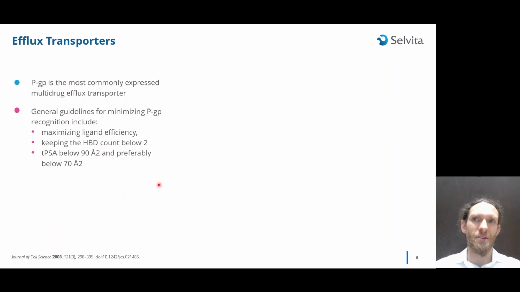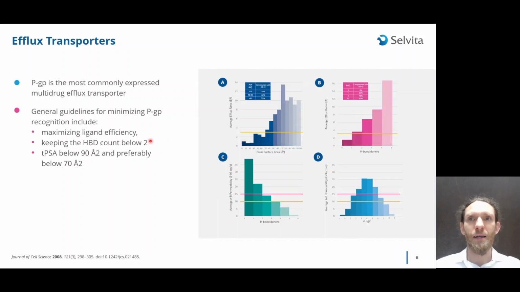We have some general guidelines for minimizing PGP recognition, and this includes maximizing ligand efficiency. On ligand efficiency, we'll have a future talk. And keeping the hydrogen bond donor count below 2. These charts are from a fantastic paper, reproduced here in a nice figure. This is the efflux ratio, average efflux. Everything above 2 is a substrate of PGP. Here is 2, here is 3. In this paper, 3 was taken as the reference for being a substrate of PGP.